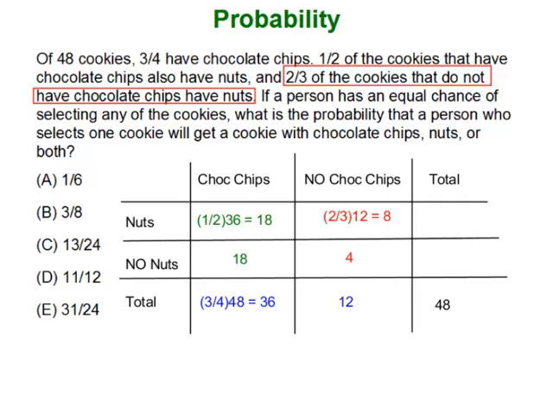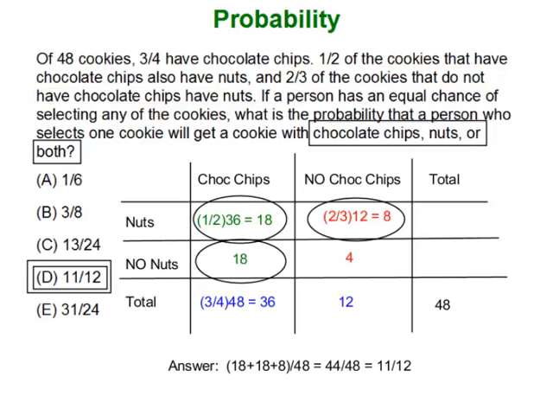So with that, we can turn our attention to the question. We're looking at chocolate chips, nuts, or both. If we aren't going to use the 1 minus x trick, just circle those. The ones that have both chocolate chips and nuts are these. The ones that have nuts alone are here. The ones that have chocolate chips only are here. The total of those is 44. So a person has a chance of getting one of those. That's 44 out of the total of 48, which reduces to 11/12.